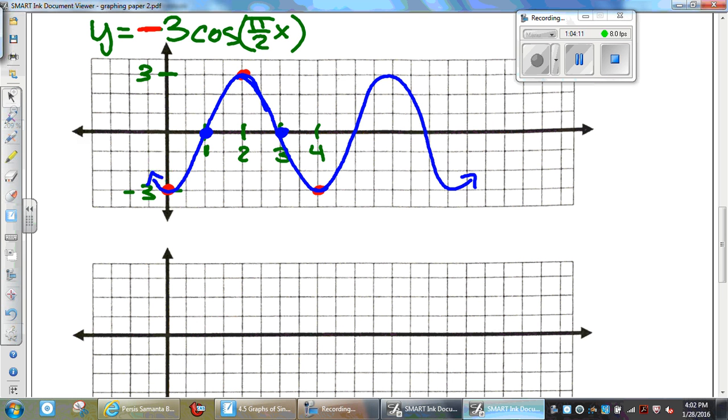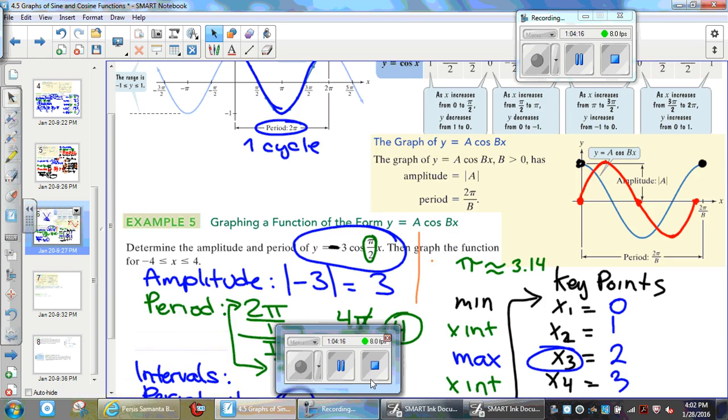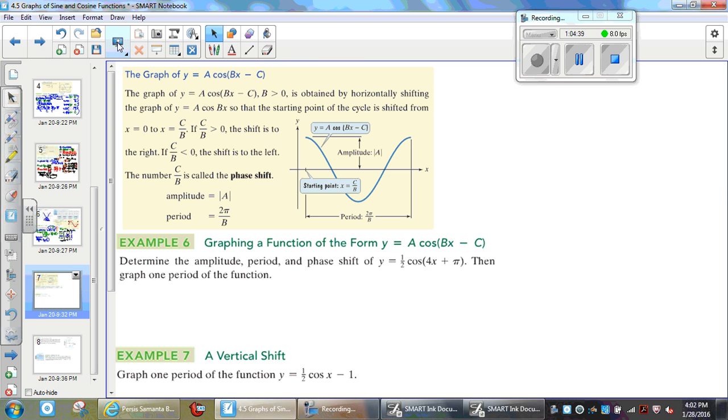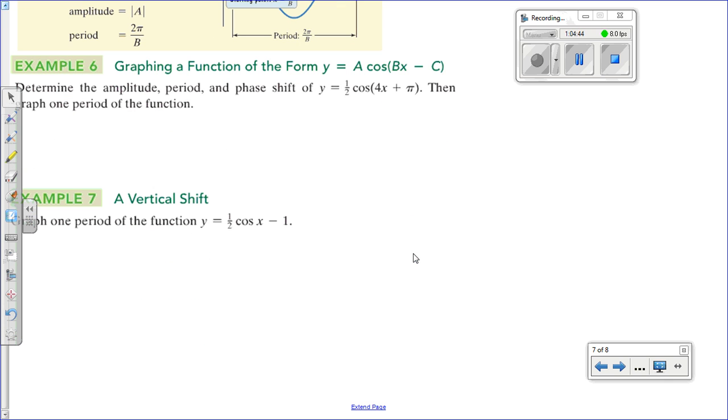And now what we're going to do is record the one from example 6. And I believe that one is on the next page. Okay, so we're on the next page now. Okay, and so what we have here, it is another cosine function, and so we're going to graph that one.